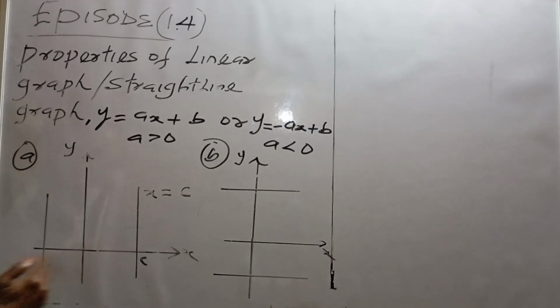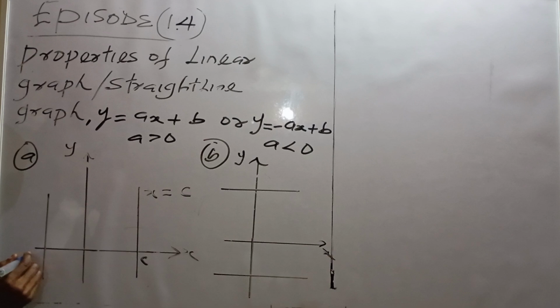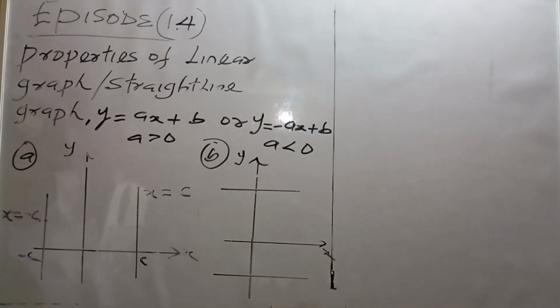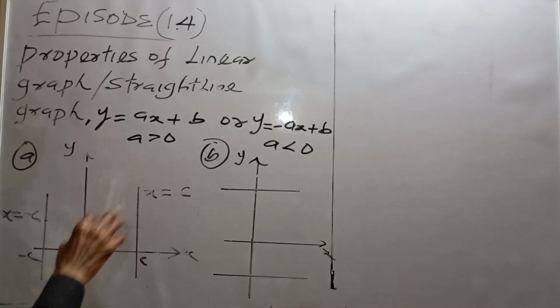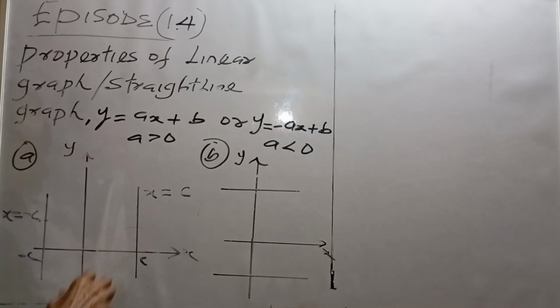So this is the negative side of x. Here can equally be minus C. So here x equals minus C, and here x equals C. This is an example of a situation whereby gradient does not exist.